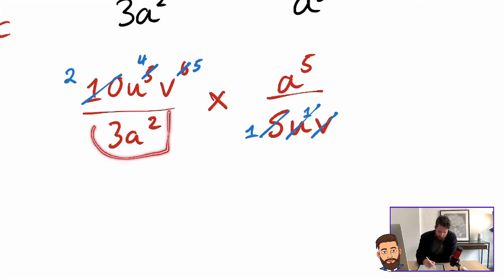And if I check this diagonal with this diagonal, I can see I've got an a to the power 5 here and an a to the power 2 here. Well, I could get rid of both of those two a's. And if I take off 2 of these a's, I'd be leaving myself with 3 here.